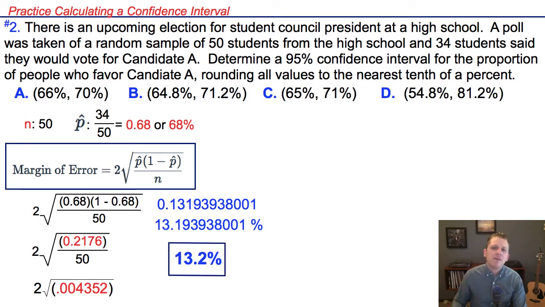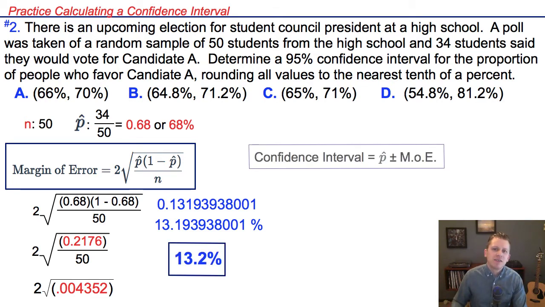Once we have the margin of error, we can create a confidence interval by taking p hat and adding and subtracting the margin of error. Here we saw that p hat was 68% and our margin of error was 13.2%, so we would plug that in.